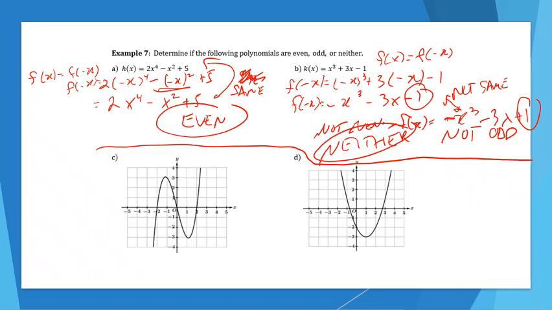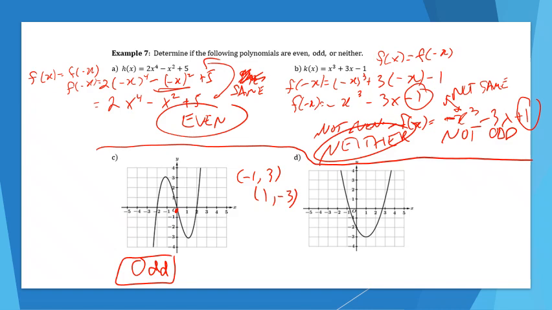Those are going to be the harder ones. If we take a look at C, this graph is obviously not even because it's not reflectionally symmetric along the y-axis, but it looks like it's pretty symmetric rotationally around the origin, right? If we test points, you see negative 1 comma 3, and then you see 1 comma negative 3 as points. This looks like it holds true, so this is going to be an odd function here.